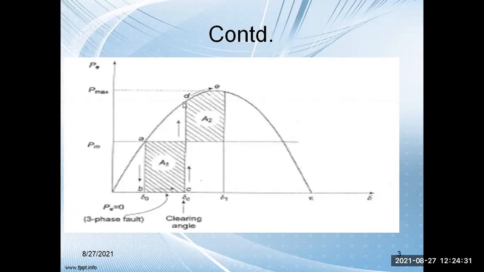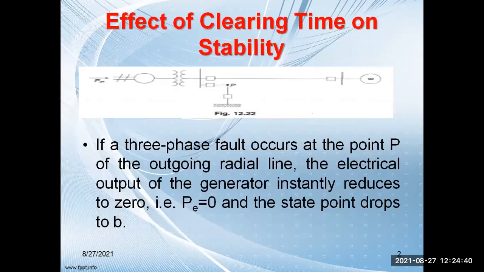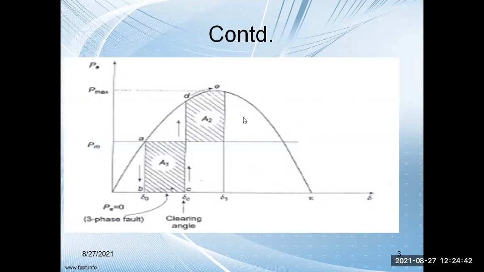So it will be restored at this point, at D. When the power is restored, power will be fed to the infinite bus. At this point, we can see your electrical power output is more than your mechanical input. Okay, so what will happen?